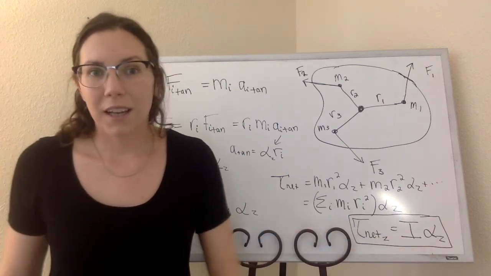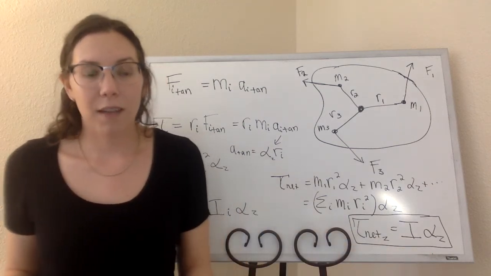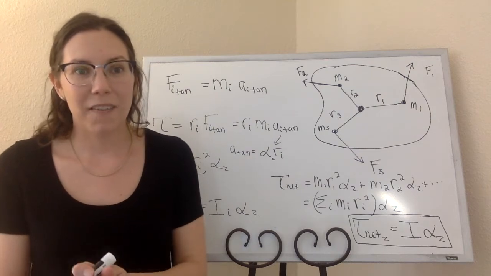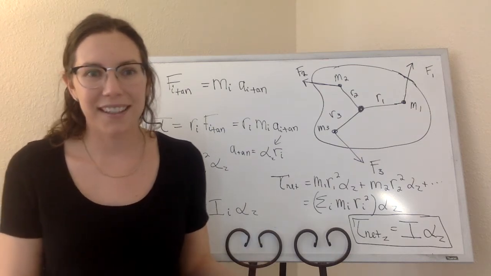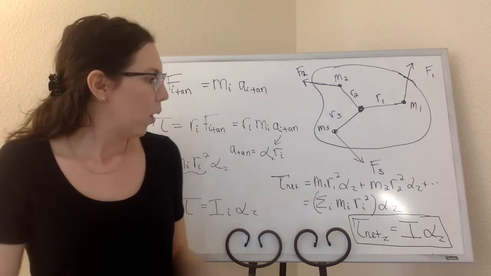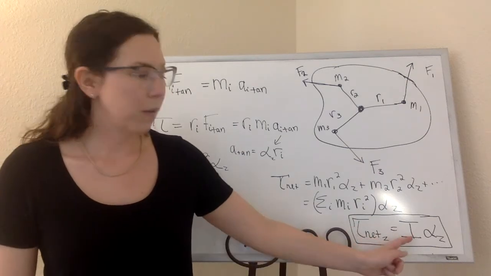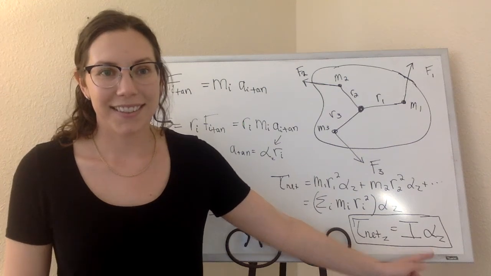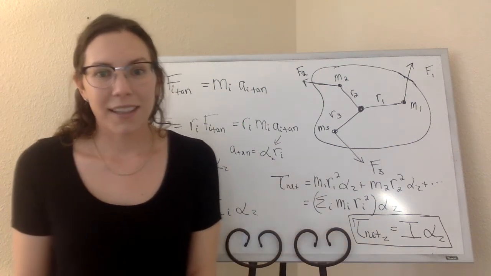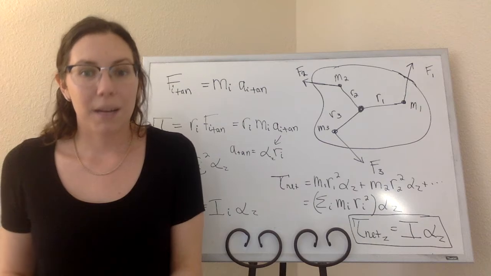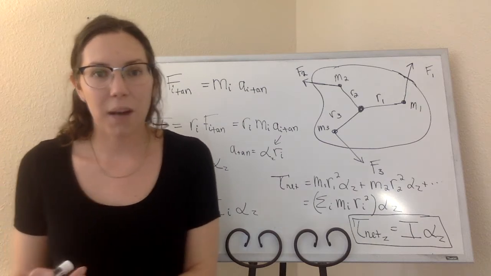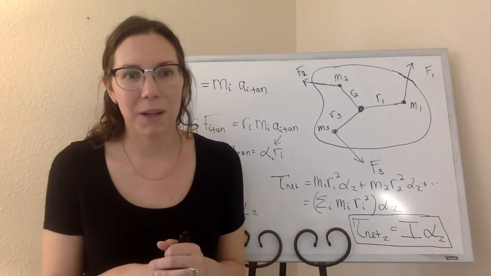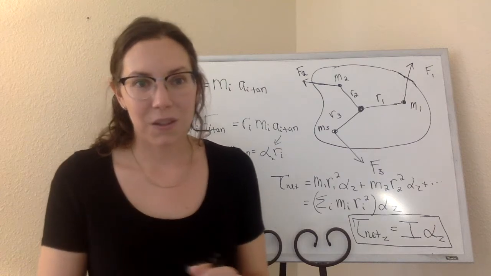So this is really equivalent to Newton's second law for rotation. Instead of having our net force equals mass times the linear acceleration, we have our net torque equals the moment of inertia times the angular acceleration. So we'll look at calculating some net torques and angular accelerations for objects, but I just want to talk briefly about the angular acceleration due to gravity.